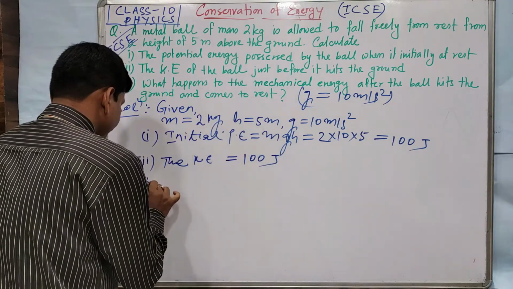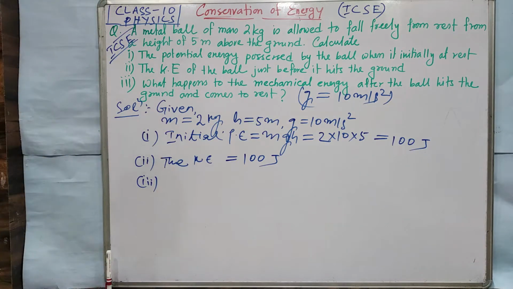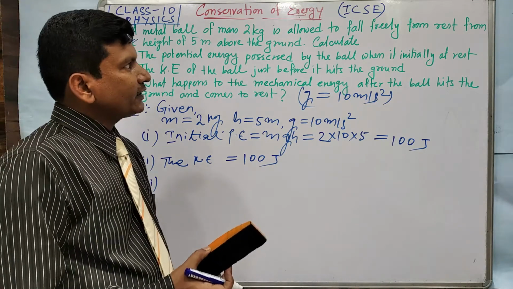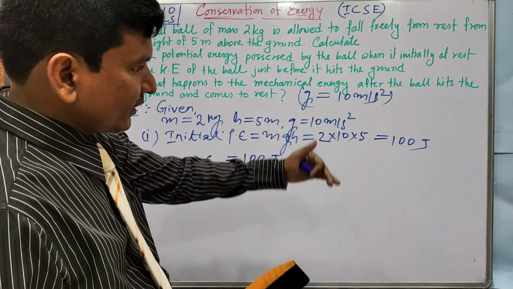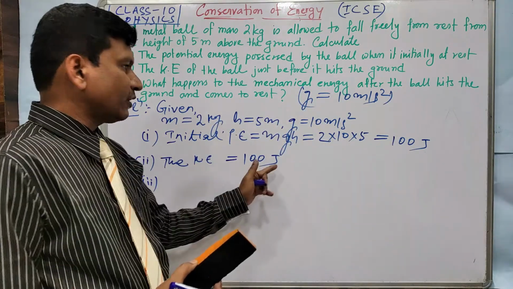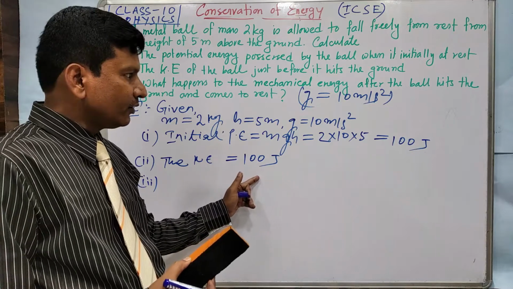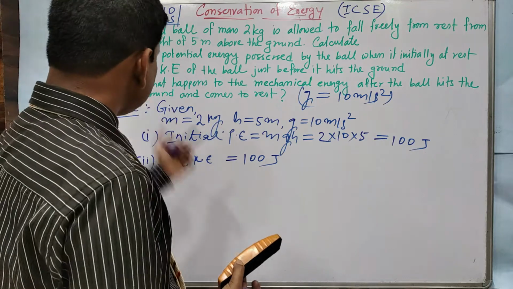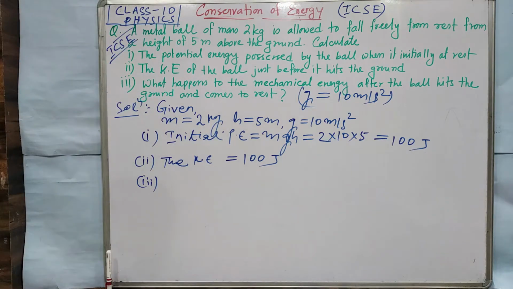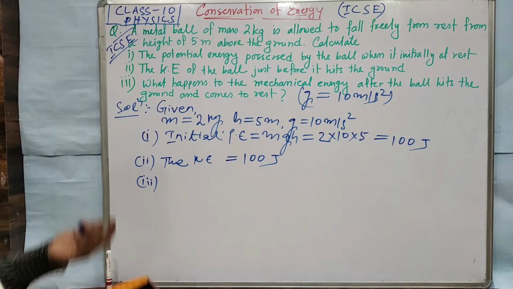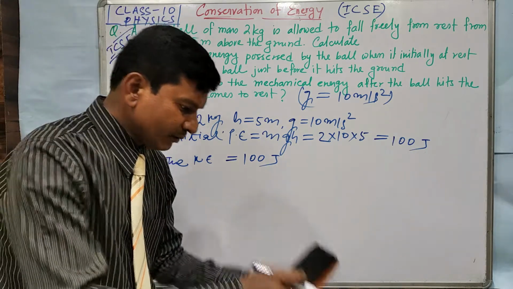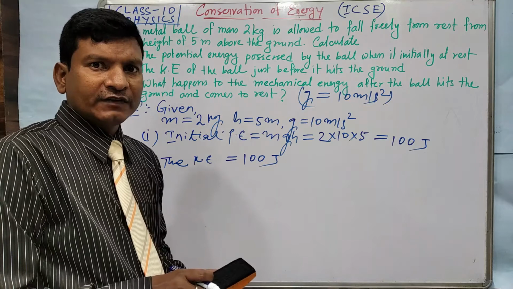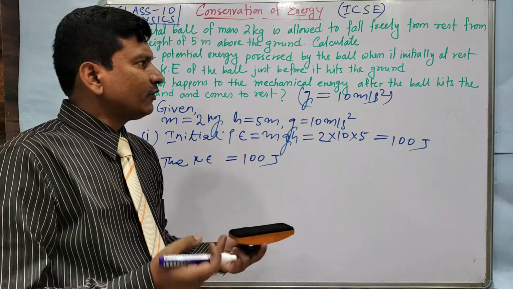Next, number 3. What is given over there? What happens to the mechanical energy after the ball hits the ground and comes to rest? Now see, the ball was initially having potential energy. This potential energy just before reaching the ground is converted into kinetic energy, that is 100 joule. So these two energies are mechanical energy only. Now in the third question it is asked, what happens to this mechanical energy after the ball hits the ground and comes to rest? Suppose the ball falls on the ground and then comes to rest, where has this energy gone?